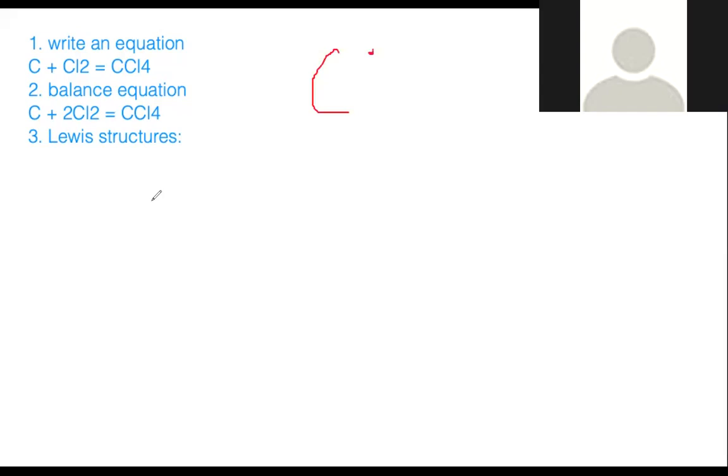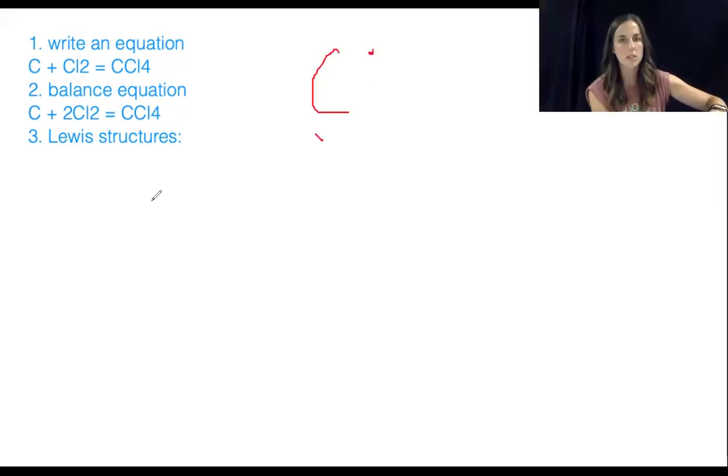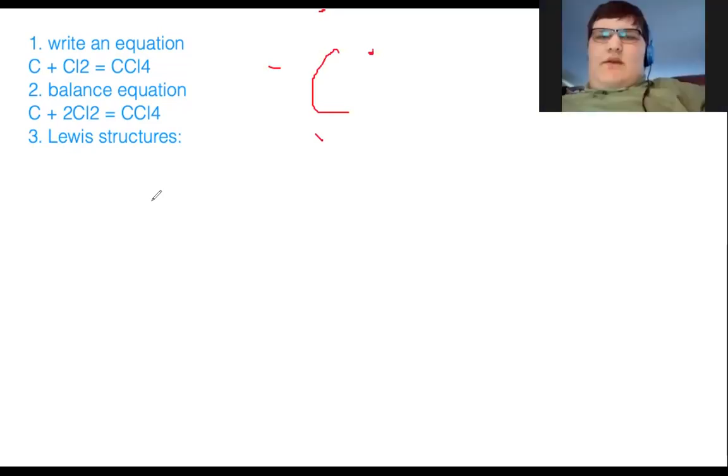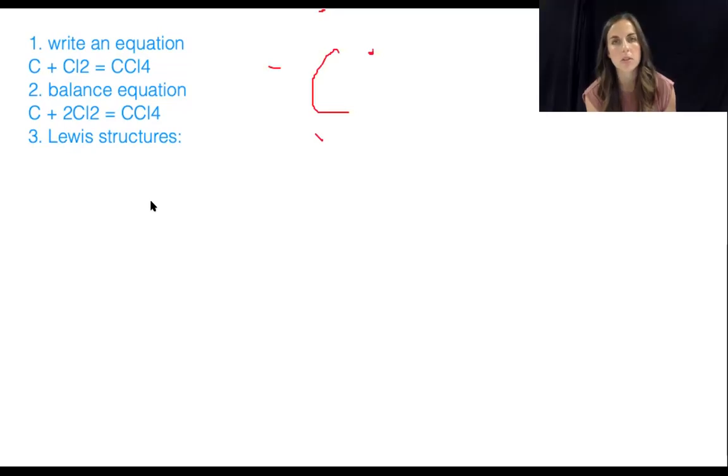So I think we usually started on the right. So yeah, you do one all around. Good job. All right, so there's carbon. And we're going to add that to 2 Cl2 molecules. So if you want to draw, Kaysen, are you able to draw on my screen? Okay, let's let Kaysen see if he can draw 2 Cl2 molecules.